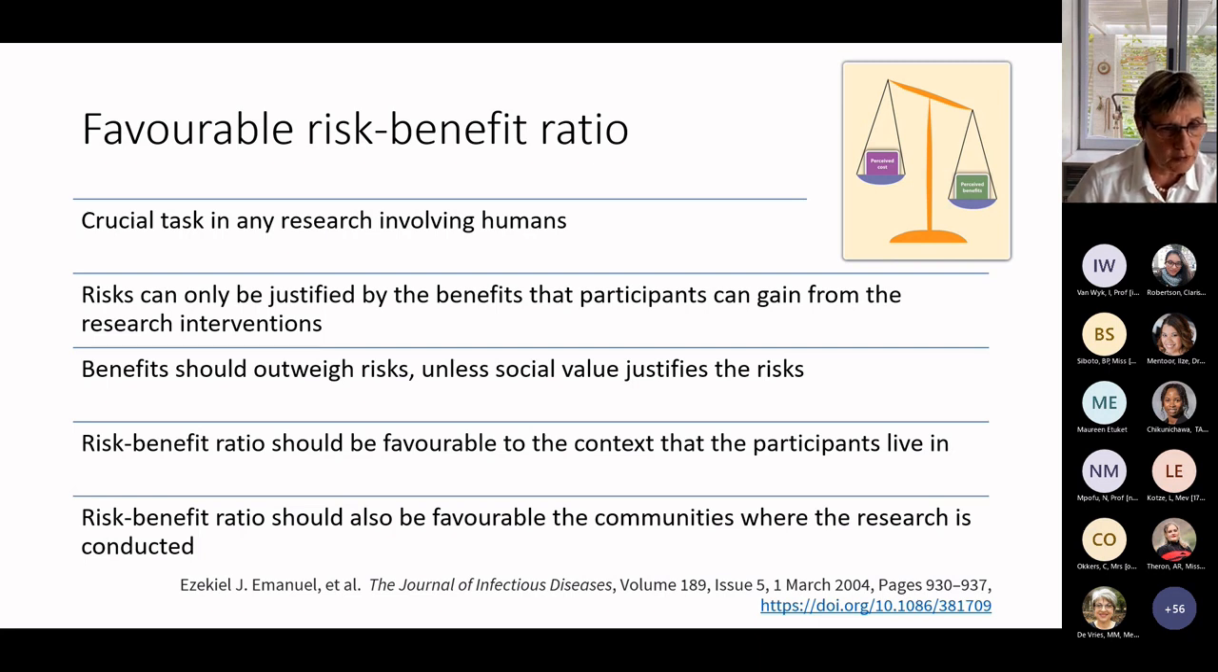Risk-benefit ratio should always be favorable in the context that the participants live in, and that comes back again. So you're not going to do this wonderful research in a war zone where people don't even have food, and you're going to have to let them walk to you while they can actually be shot at. So then you cannot do it. And the risk-benefit ratio should also be favorable to the particular community where the research is done.